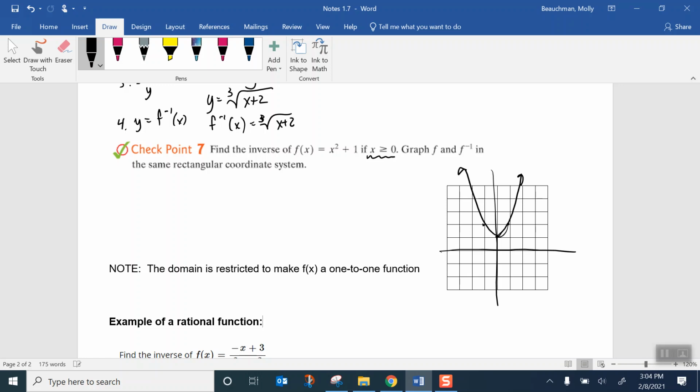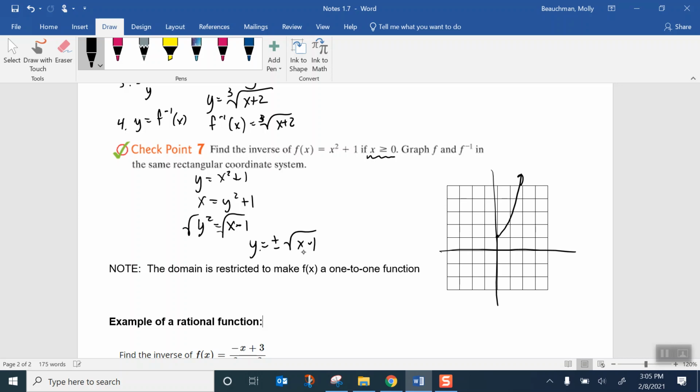But we can restrict the domain at x is greater than 0. And that way, we end up with a one-to-one function. So if it's not a one-to-one function, you can restrict the domain. So if our function is y equals x squared plus 1, and I want to find the inverse, switch x and y, x equals y squared plus 1, and then solve for y. Subtract 1 from each side, I get y squared equals x minus 1. Square root both sides, I get y is equal to plus or minus the square root of x minus 1.